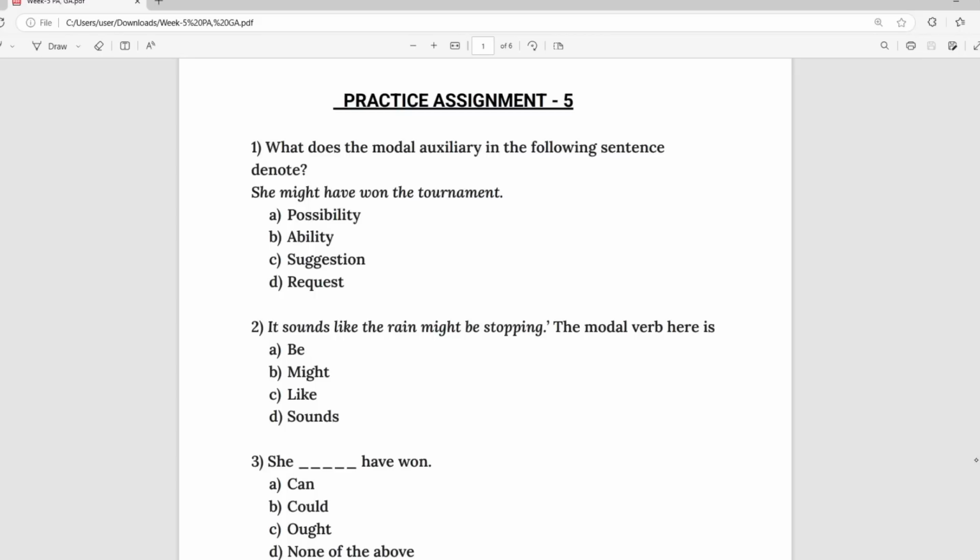In this session, we'll be discussing the practice assignment and grade assignment of week 5. So let's begin with the practice assignment.